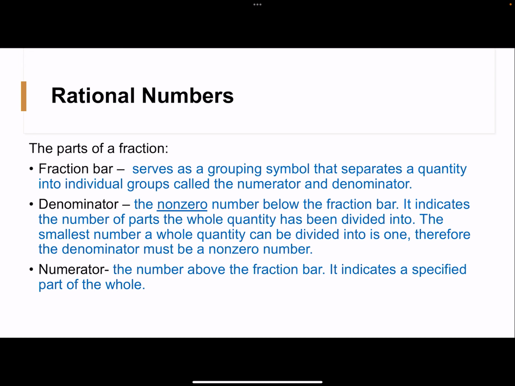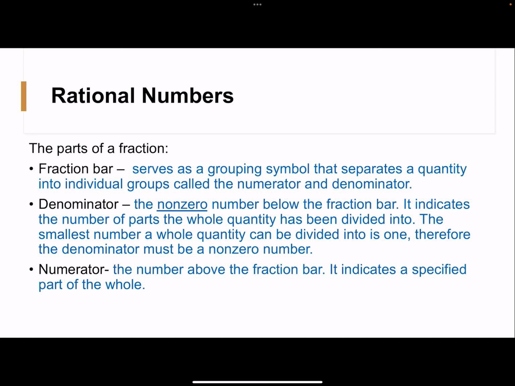The denominator, you see that I have underlined the word non-zero. It's very important to emphasize that the denominator, which is the number below the fraction bar, has to be a non-zero number. We cannot have 0 in the denominator of a fraction. That is something that you need to emphasize. 0 in the denominator of a fraction makes that fraction undefined. This denominator is going to indicate the number of parts that whole quantity has been divided into. If you go back to the drawing that we've seen on slide 1, you see that segment was divided into 6 parts. Therefore, its denominator was 6.